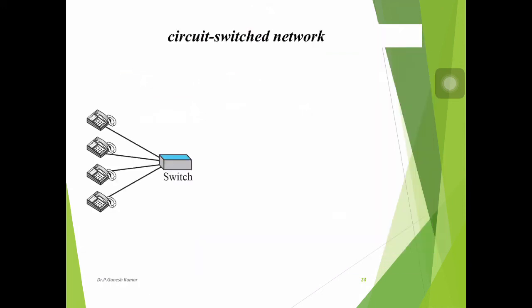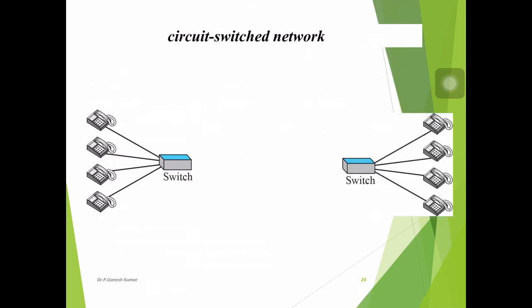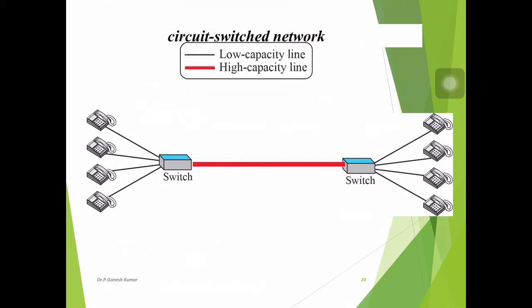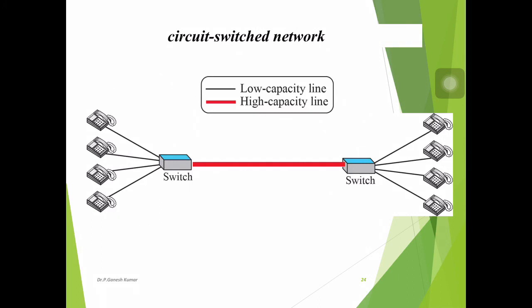Now we can see the circuit switch method: there is one switch with 4 connections, and those connections are low capacity links. Similarly on the other side. From this switch to that switch, the red line indicates a high capacity line, whereas the black lines indicate low capacity lines. Because one switch may handle multiple calls, the switch to switch connection should be a high capacity line. This is one example of a circuit switched network.